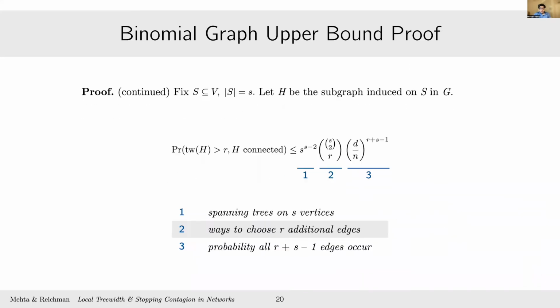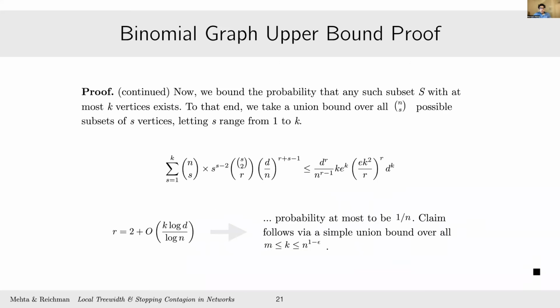But this argument just tells us whether or not a single subgraph is connected and has tree width greater than R. To actually bound the probability that any such subset exists, we need to take a union bound over all n choose S possible subsets, letting S range from 1 to K. And what we found is that by taking R to be some constant plus K log D over log N, you can force this probability to be at most 1 over K, after which the statement follows by a simple union bound over all Ks we're interested in. So that summarizes the upper bound proof for the binomial graph.